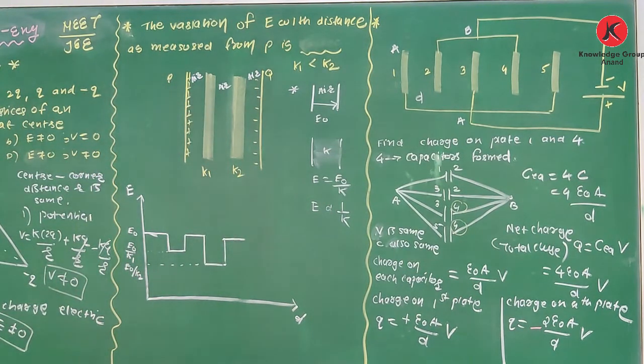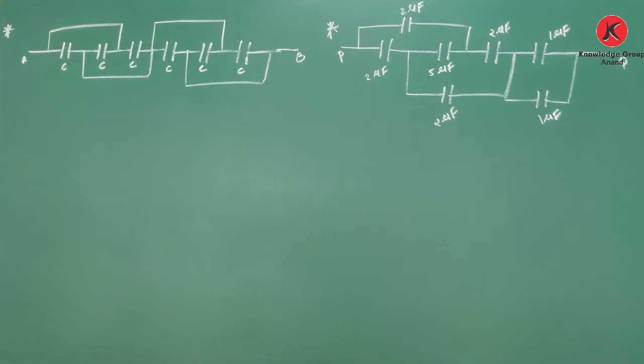Now next question. Now the next 2 questions are from combination or grouping of capacitors. See the first question. You are given that there are 6 capacitors connected as shown in the figure. You have to find the equivalent capacitance between A and B.